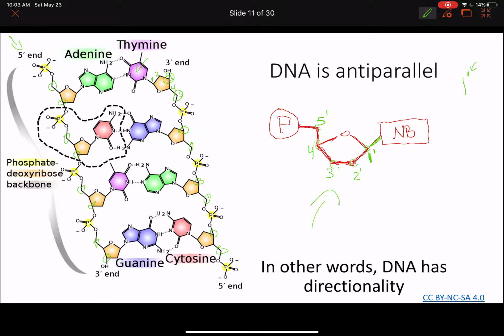And so DNA always, no matter what, is going to have one strand that runs in this direction and another strand that runs in this direction. They're always going to have that nice anti-parallel structure where one is 5' to 3' and the other is 3' to 5'.